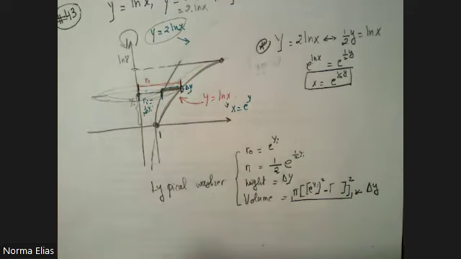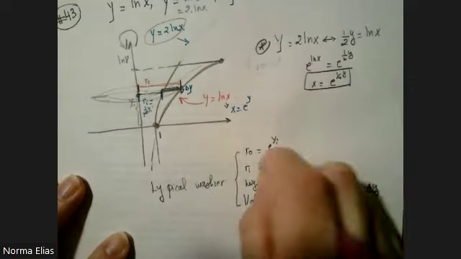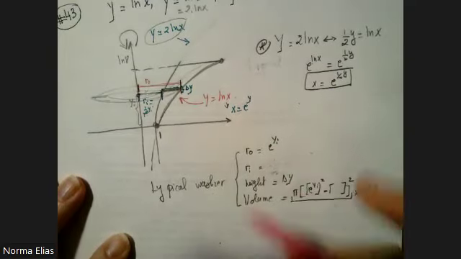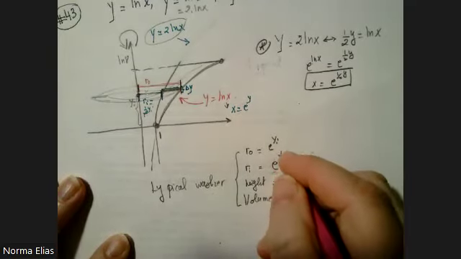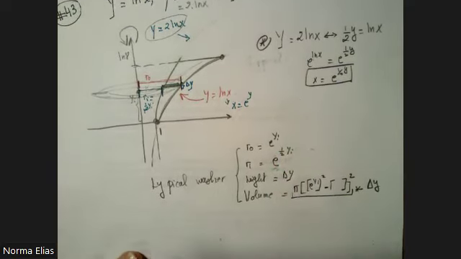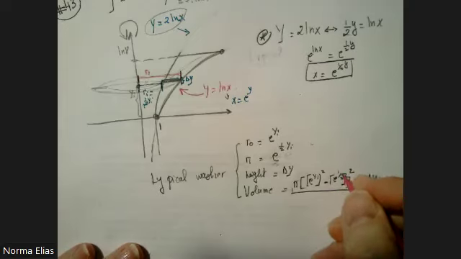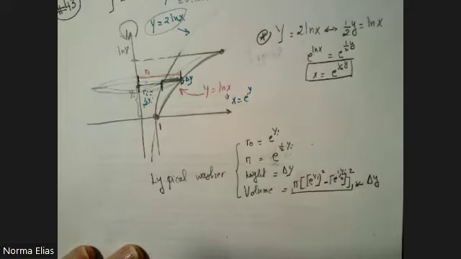I wrote something nonsense. Nobody corrected me. The inner radius is e to the half y. Okay, you correct me if I write something wrong. So that's e to the half y.